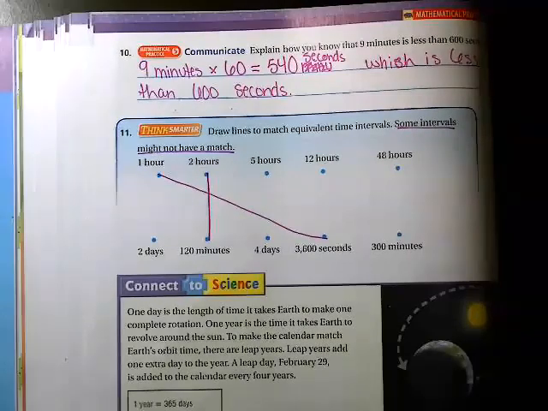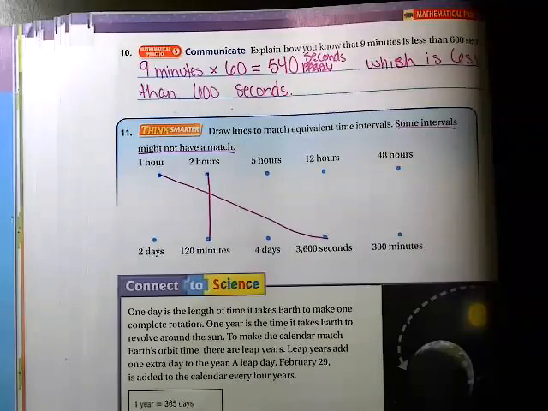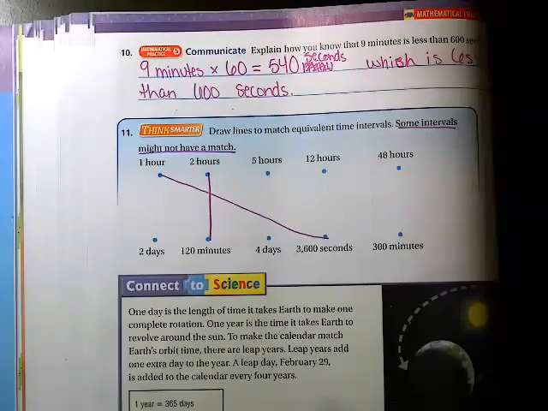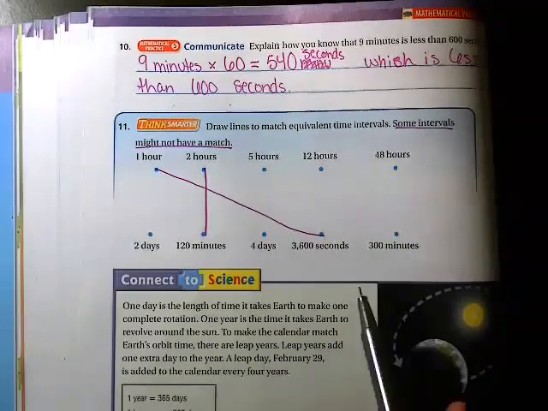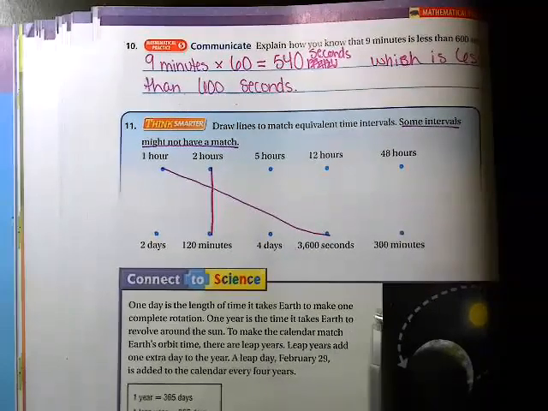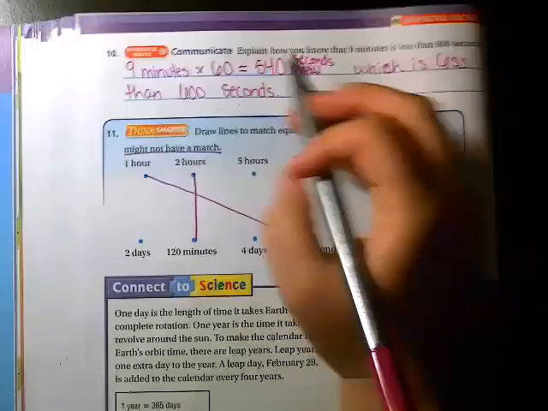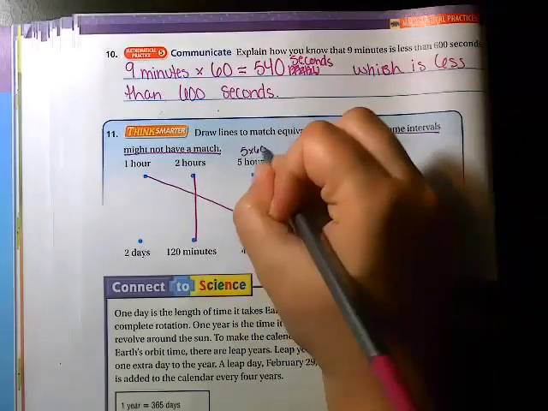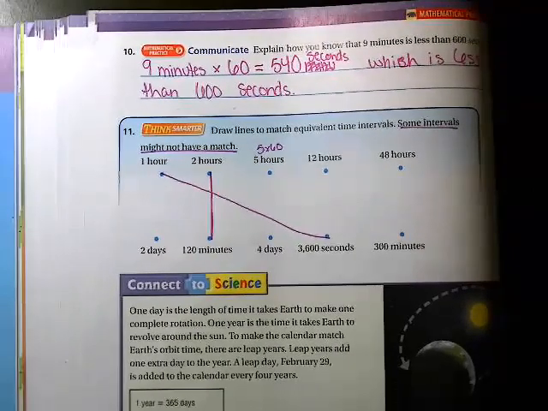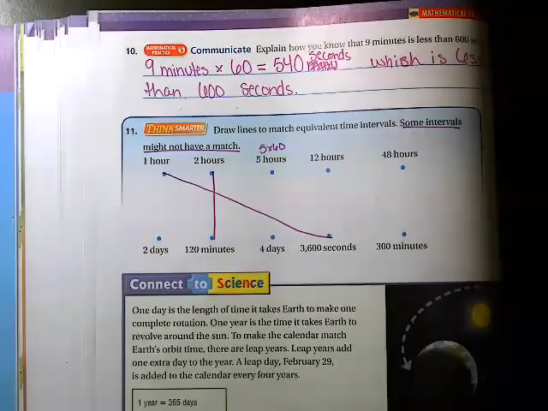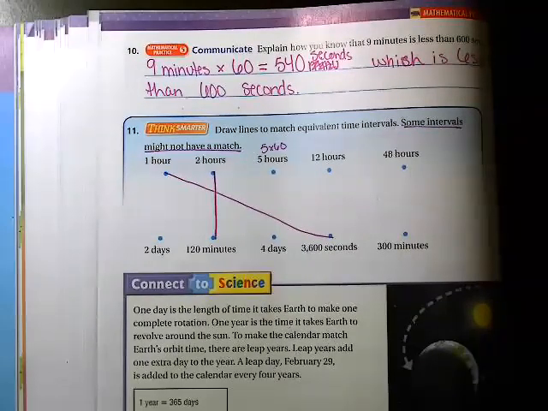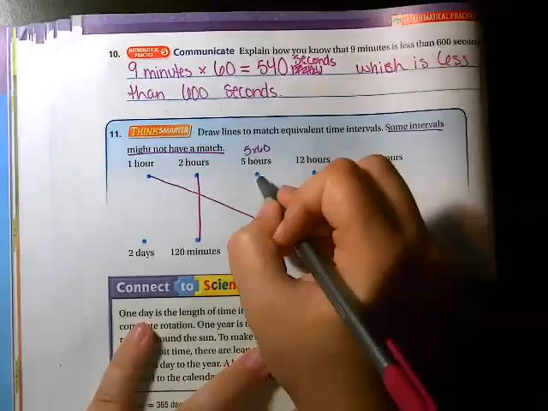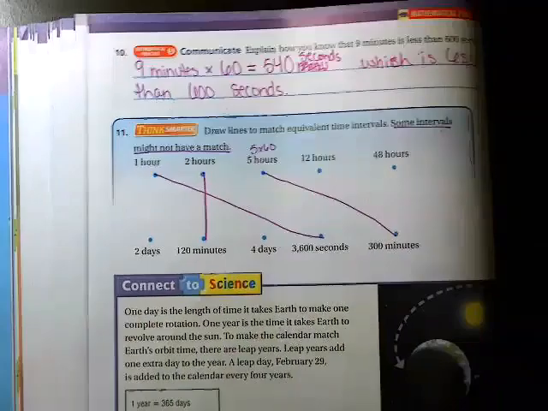So again, this is not 24 hours yet, so the days do not work. So we need to just see, does it work with 300 minutes? Because that's the only thing we have left besides days. So remember, there are 60 minutes in 1 hour. So we would do 5 times 60 and see if it comes out to 300. Wonderful. Yes, it does. Okay, 5 times 6 makes 30, and then you attach the extra 0. So 5 hours matches up with 300 minutes.